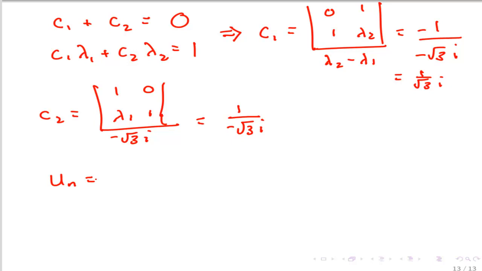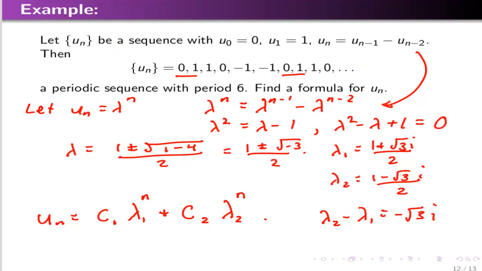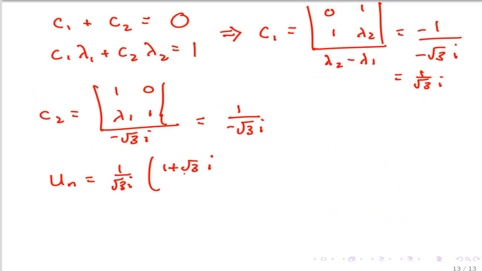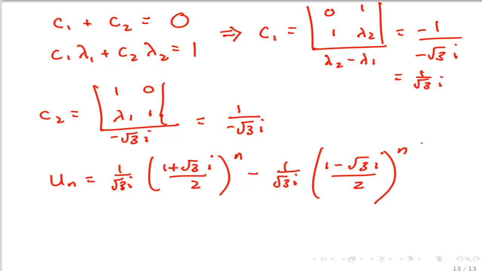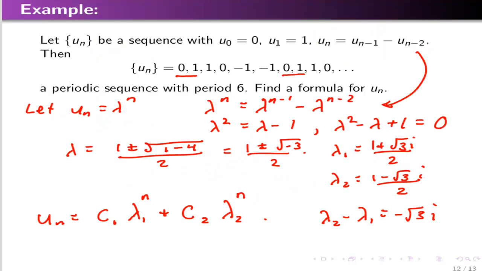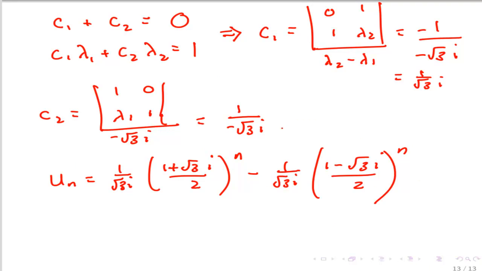equals C1 times lambda 1, lambda 1 again is 1 plus root 3i over 2, raised to the nth power plus C2 times this conjugate quantity. Quite a wild thing here. So that is the way to describe this very friendly looking sequence of zeros and ones. This periodic sequence of zeros and ones can be described explicitly by introducing the imaginary quantity square root of 3i and writing it like this. So that's valid for n greater than or equal to 1.